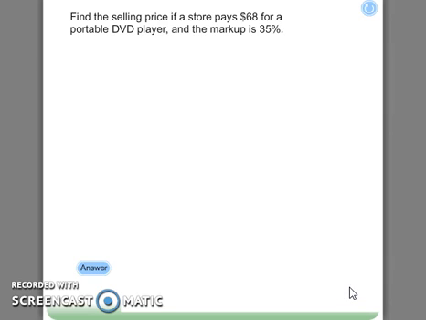Now it's your turn. Go ahead and find the selling price if a store pays $68 for a portable DVD player and the markup is 35%. Pause the video and do this in the work section of your WSQ. Okay, let's check your work. You should have gotten $91.80 using either the first or second method that we went over.